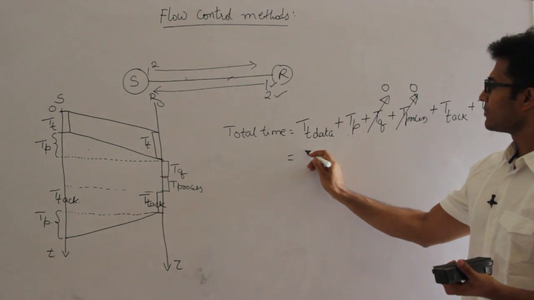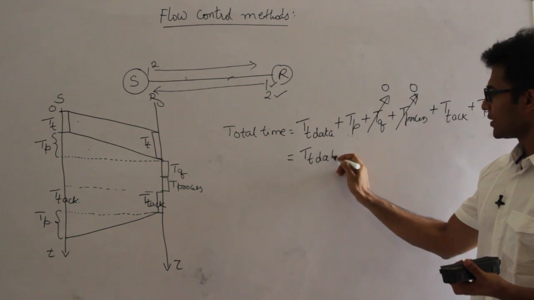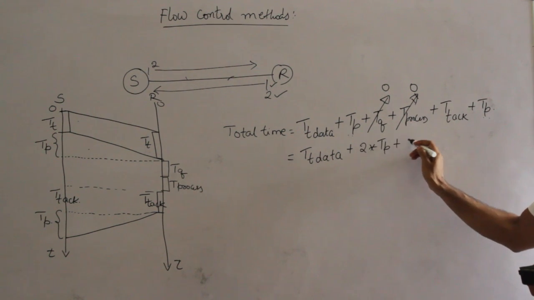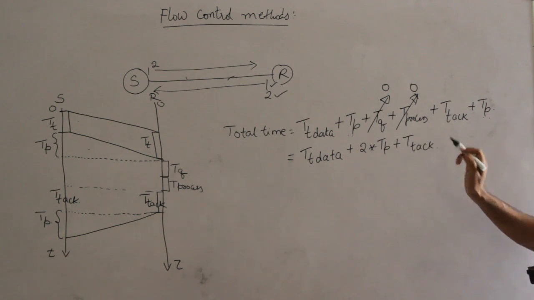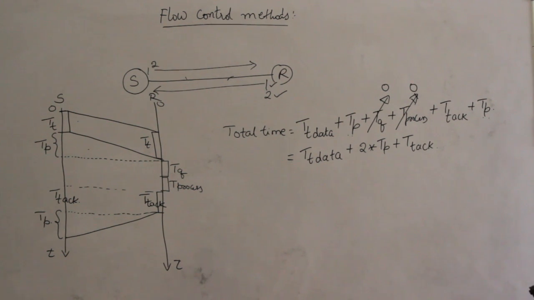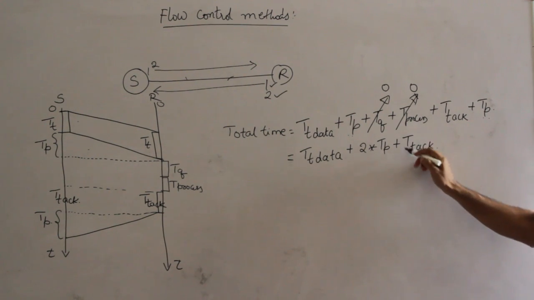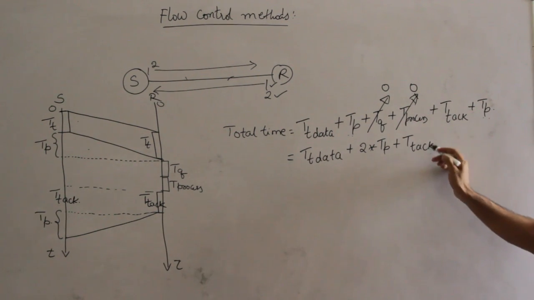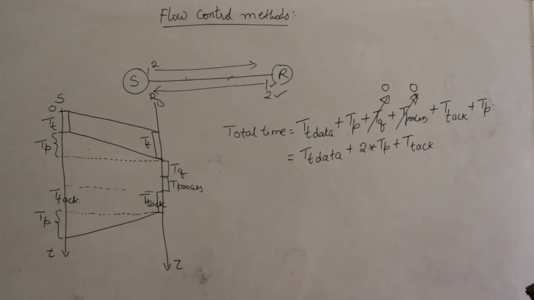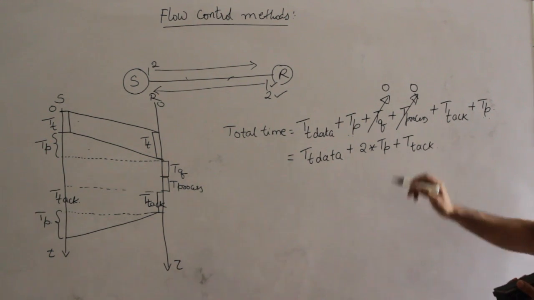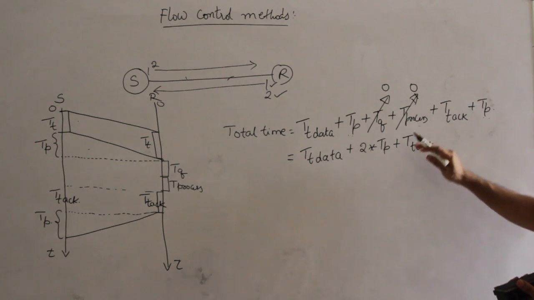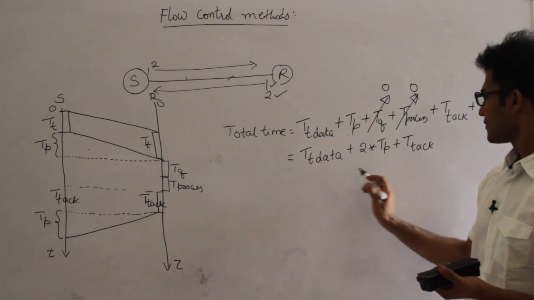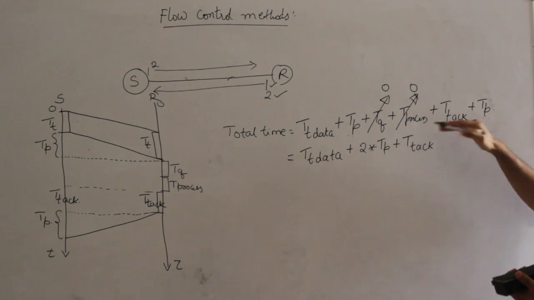So total time is nothing but transmission time for the data plus 2 into Tp plus transmission time for the acknowledgement. And now in most of the cases, generally acknowledgement size will be very small compared to the data size, which means if the transmission delay for data is in seconds, then the transmission delay for acknowledgements you will get in microseconds, which means the transmission delay for acknowledgement will be very negligible. In that case, if the acknowledgement size is negligible, you can make it 0, right?